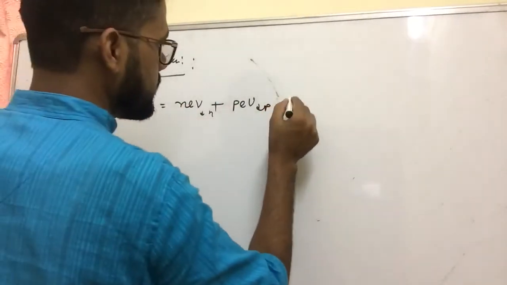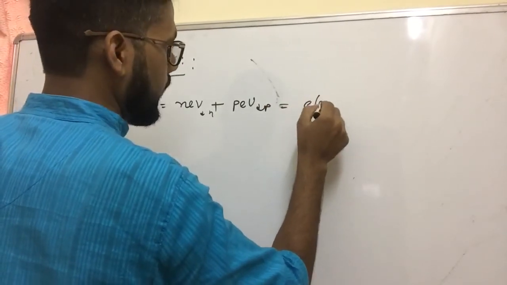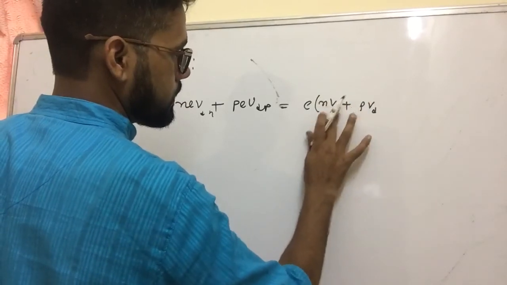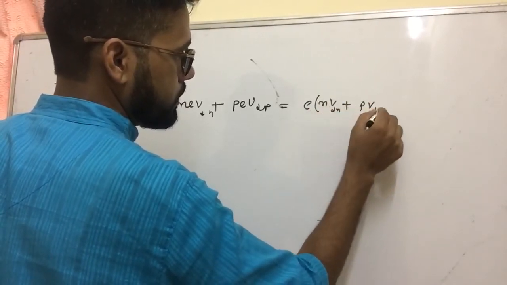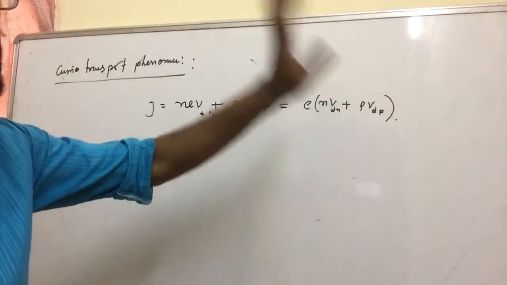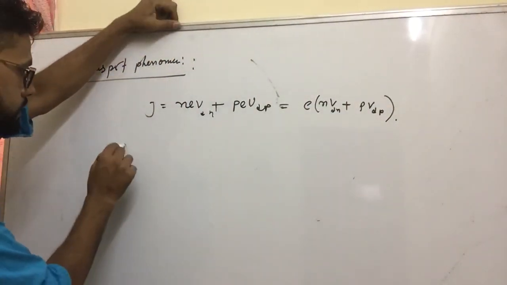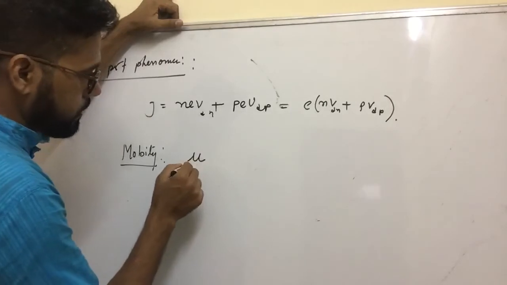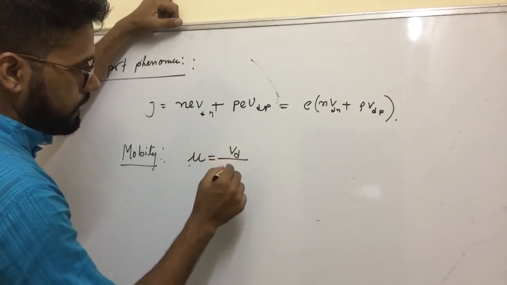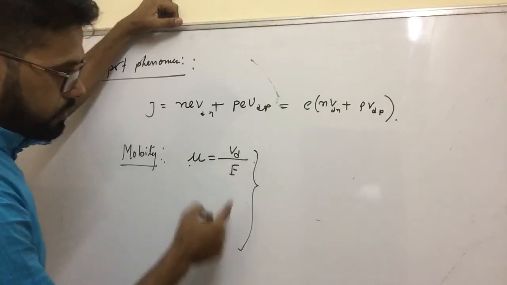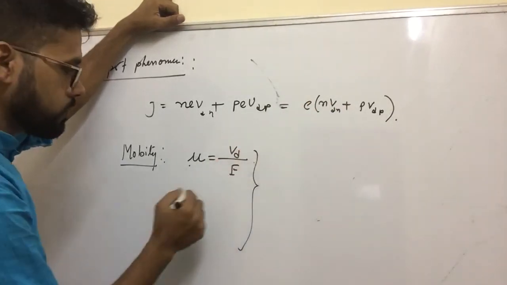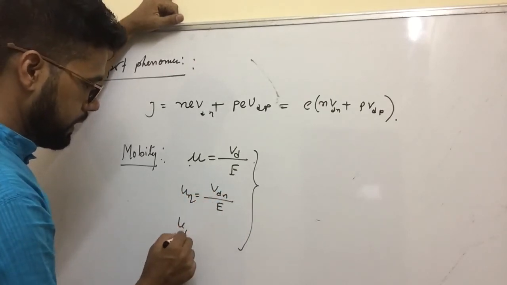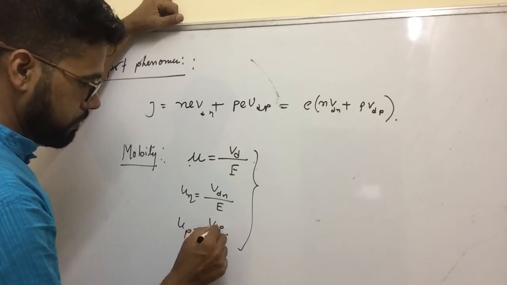That's why I put it in common. So I can simply write e times N Vdn plus P Vdp. Simply Vdn, Vdp. Okay. Drift velocity of electron, drift velocity of hole. Now another term you have to study is the mobility. Mobility is represented by mu, drift velocity divided by electric field. But here there are two such terms. There will be two mobilities: mu n equals Vdn divided by E, and mu p equals Vdp by E.